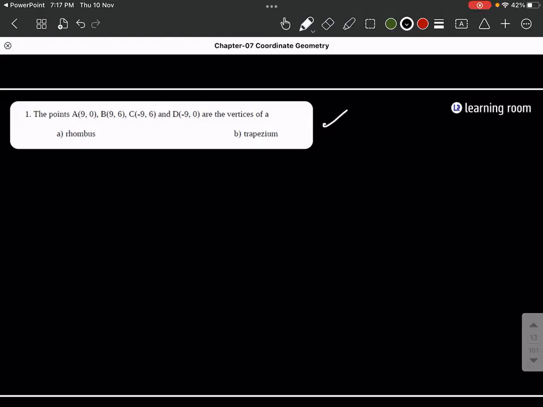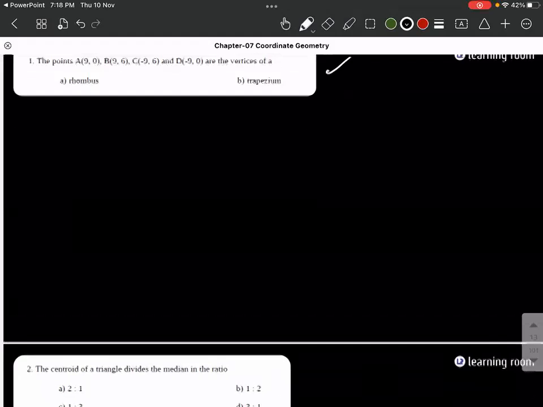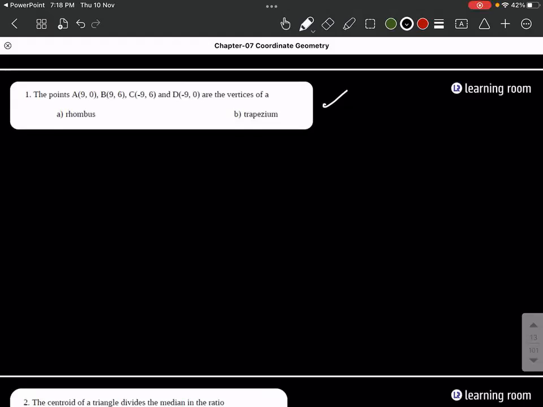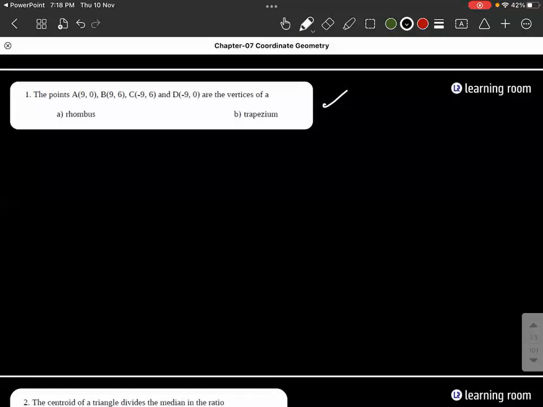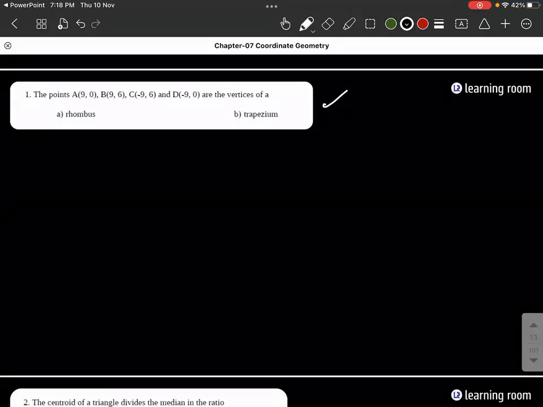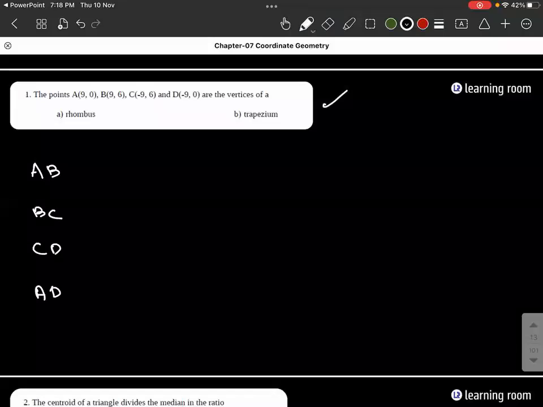So first question, there are 4 points that are given to you: 9, 0; 9, 6; minus 9, comma 6; and D minus 9, comma 0 are the vertices of. So what will you do? We have to apply distance formula and find AB, BC, CD, and AD, and the diagonals if needed, sir. Can you find out and tell me what are the values?